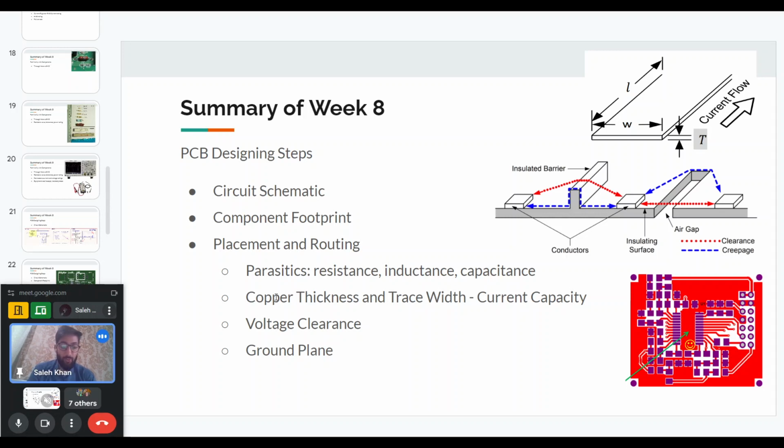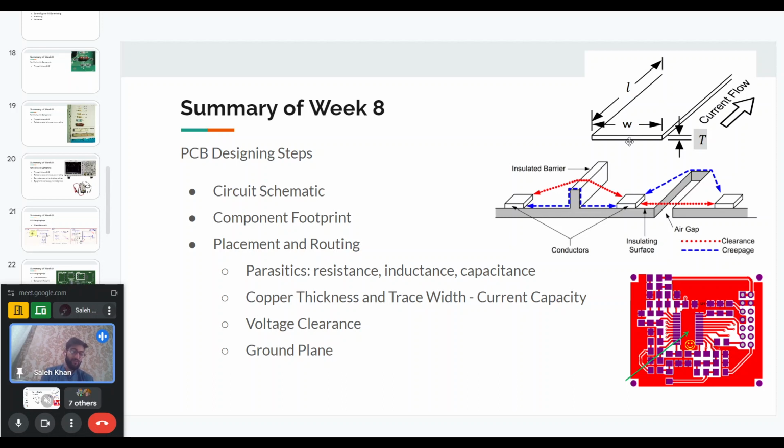Next, you also have to consider the copper thickness and trace width. So this is your trace. It has a thickness T and it has a width W. And you can understand, if I increase the thickness or the width, then the resistance of this trace will reduce.